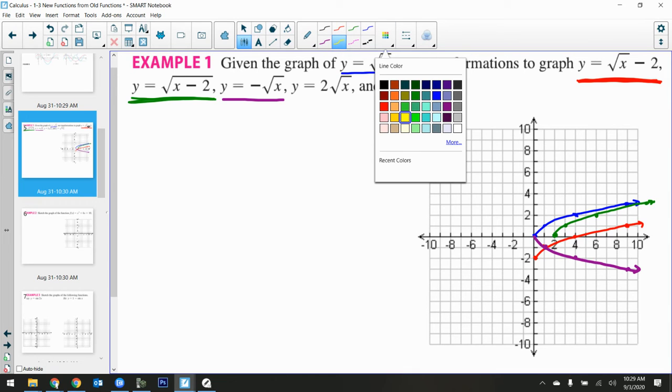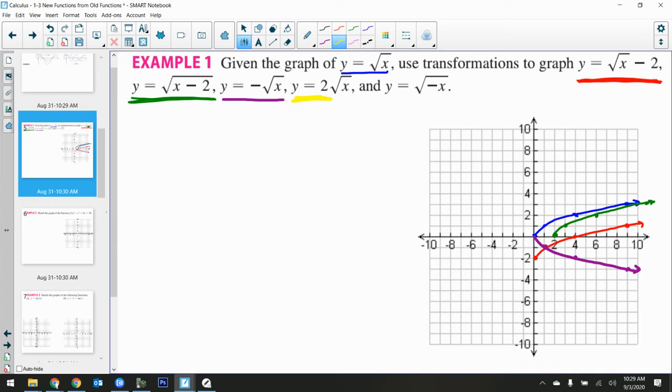Let's put it, is yellow okay? Yeah, we can see yellow.